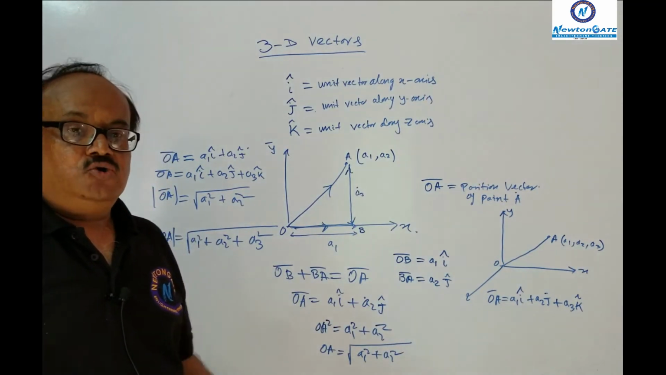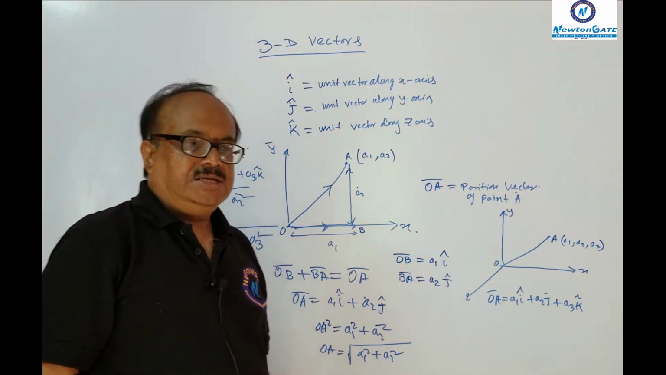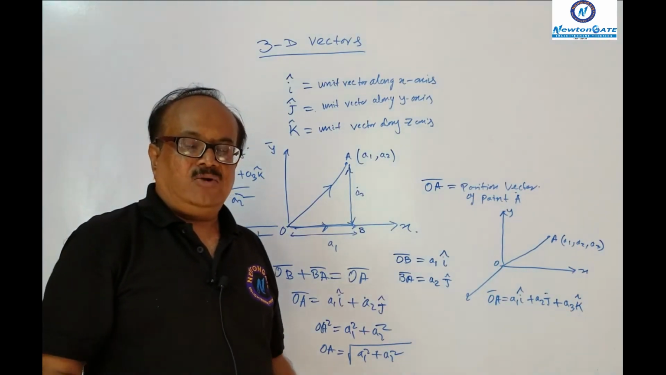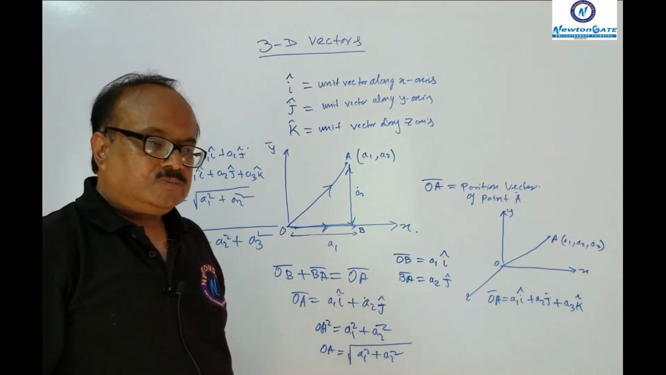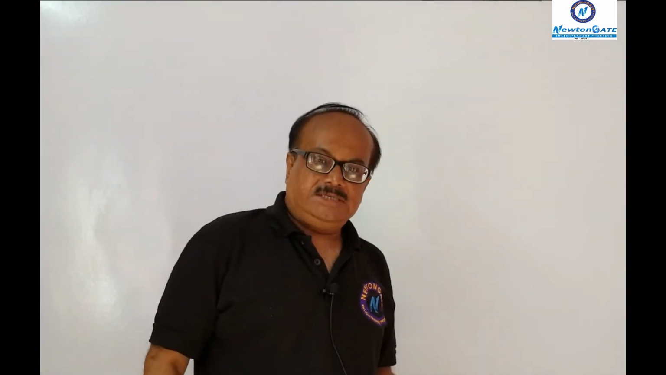Now I'm going to show you how to do the product of vectors. In that case, we will do two types of products. One is the dot product, another is the cross product. The dot product is a scalar quantity, whereas the cross product is a vector quantity. We have already discussed the addition of vectors, subtraction, the unit vector, how to find the magnitude and direction of the resultant vector, the parallelogram law, and we have expressed the vector in three dimensional space also.